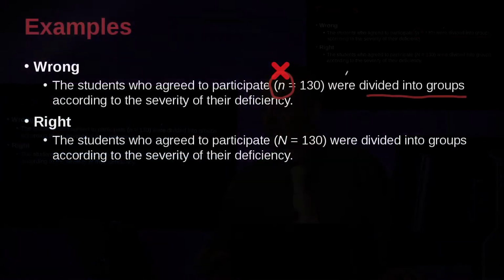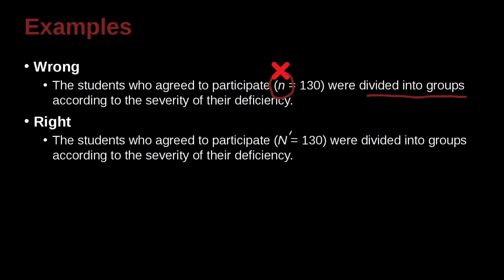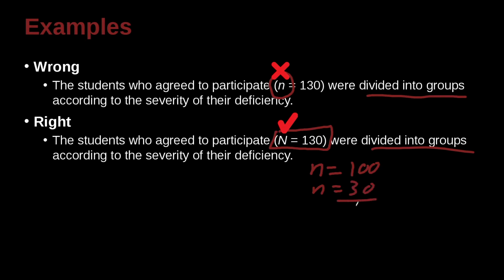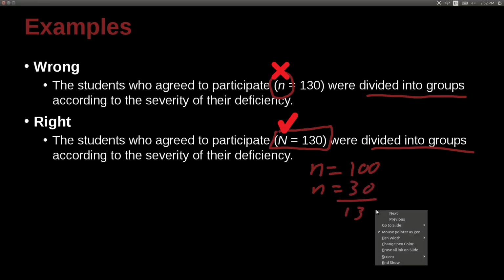So the better way to write this would be that the capital N, the total sample, was 130, and then we divided them into groups. That makes more sense. Now later those groups may be smaller groups, and one group may be equal to 100, and another group may be equal to 30, thus the total of 130.